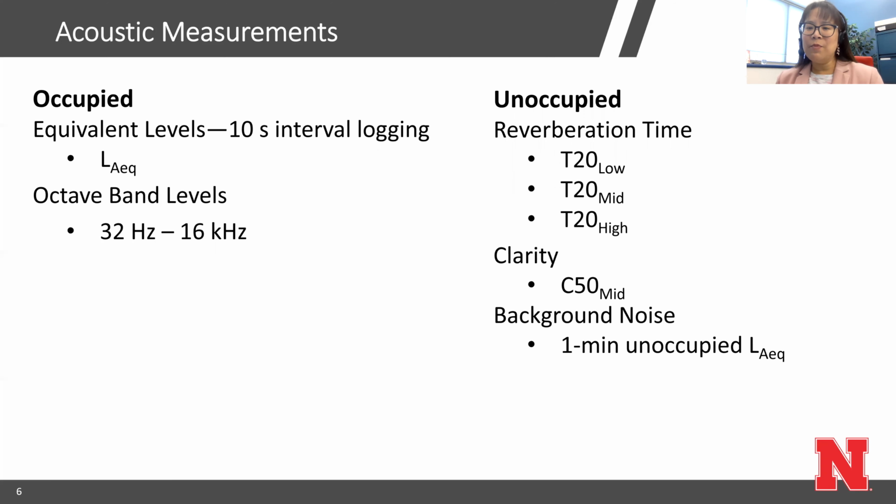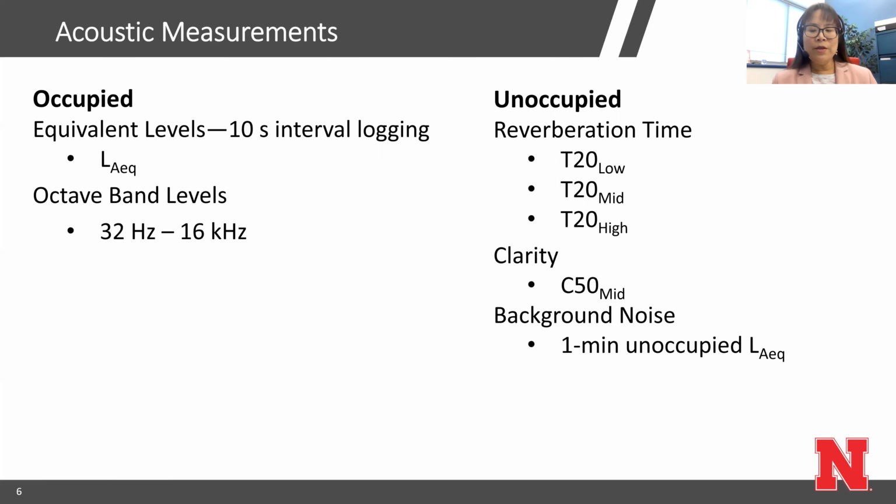During those unoccupied times, we often would also try to gather a 1-minute unoccupied reading of the A-weighted equivalent sound level, to try to assess what the general background noise might be in that classroom without students in it. On the occupied side, remember, we left meters in the schools, and we logged over 6 school days, every 10 seconds, an A-weighted equivalent sound level. And we would also get octave band data from 32 hertz to 16 kilohertz.